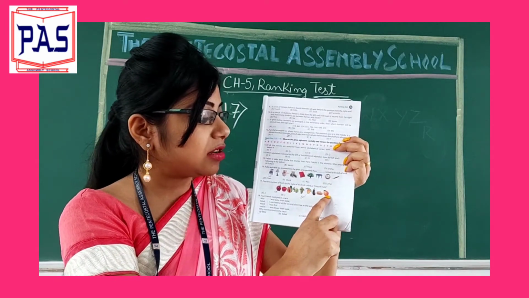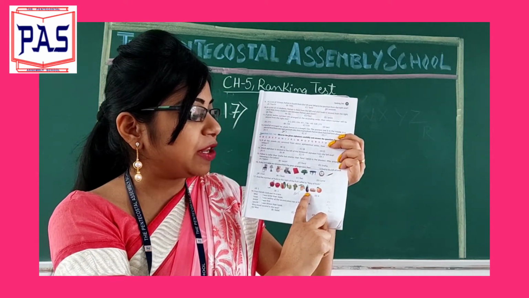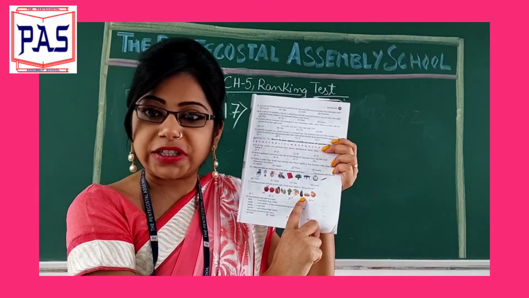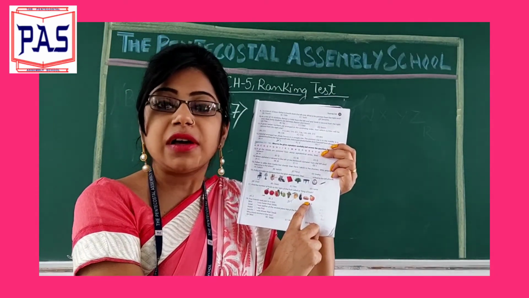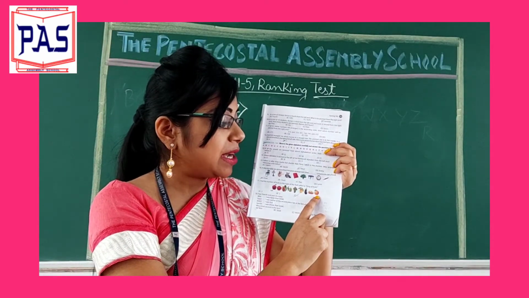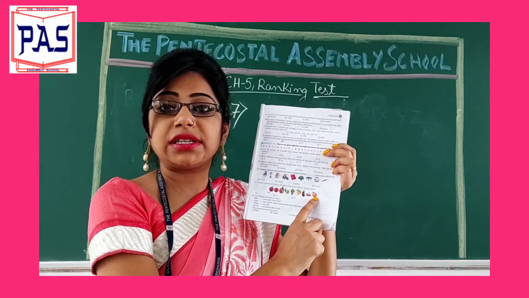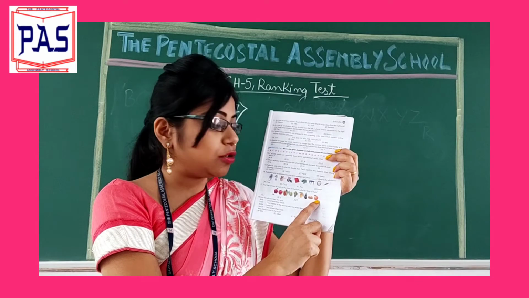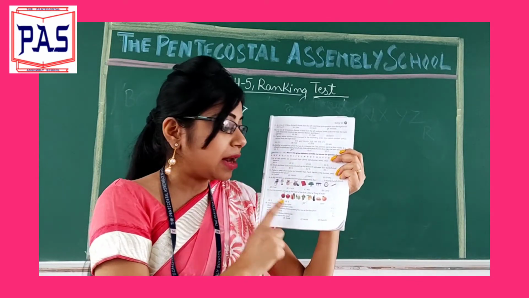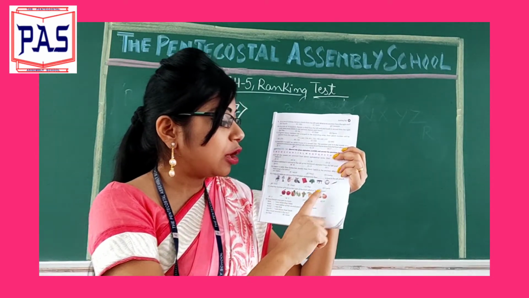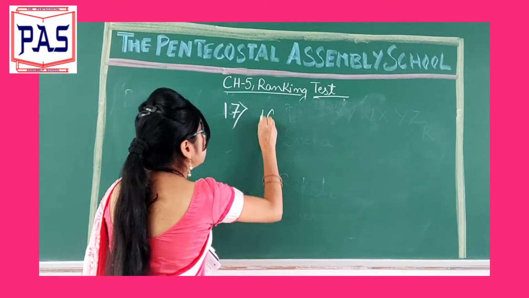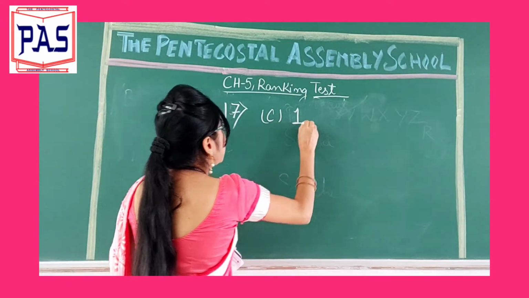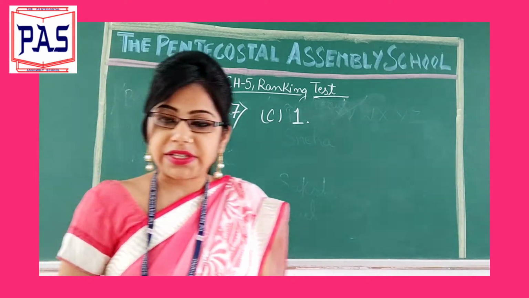So right is here. Here you can see brinjal. Brinjal is a vegetable. Then potato. Potato is also a vegetable. But orange, orange is a fruit. So there is only one fruit to the right of the king of fruits. So your option will be option C, 1, for question number 17.